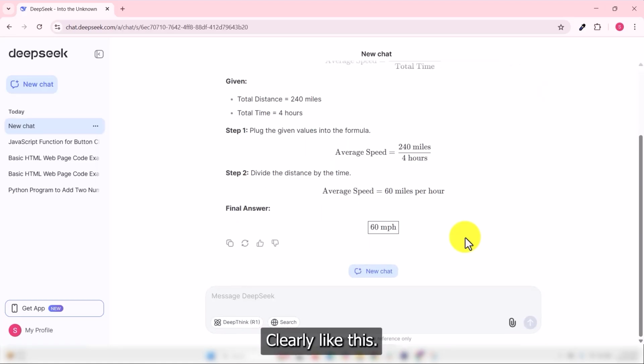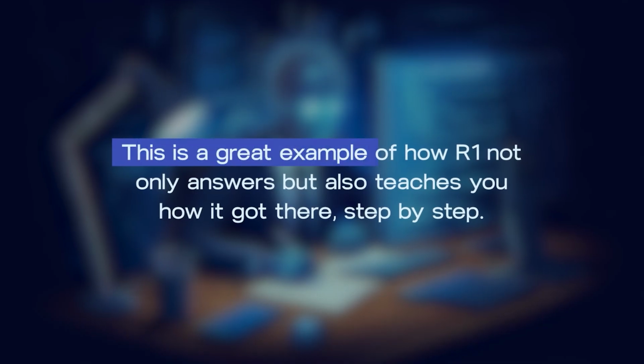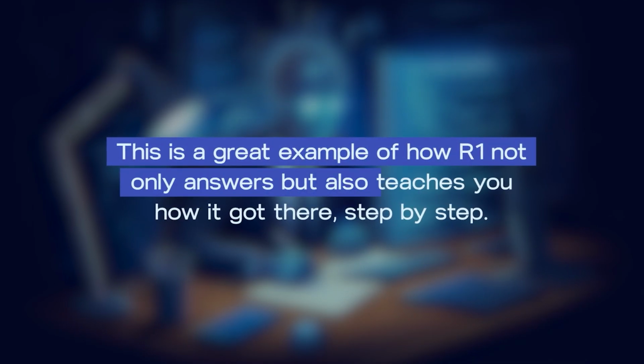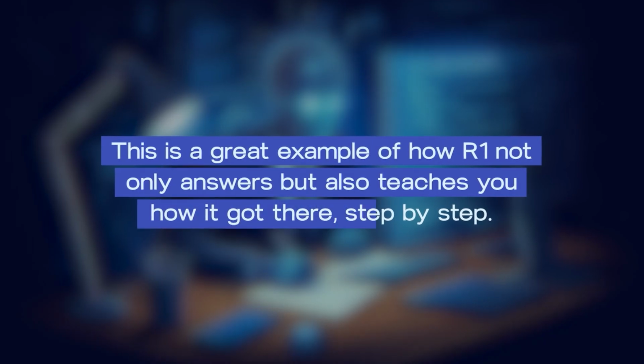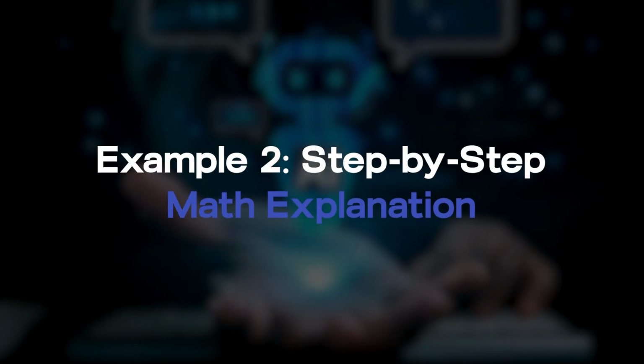R1 will break it down clearly like this. You have been given total distance, total time, and the steps as well. So the final answer is 60 miles per hour. This is a great example of how R1 not only answers but also teaches you how it got there, step by step. Example 2, step by step math explanation.